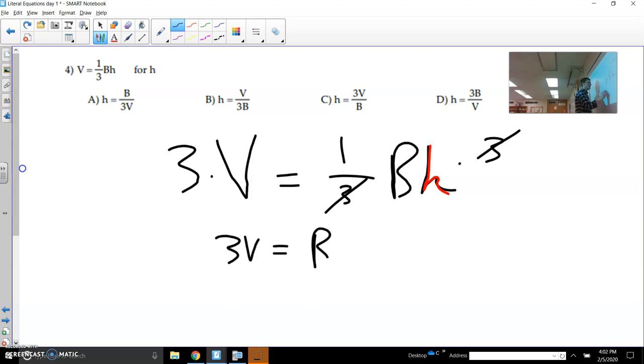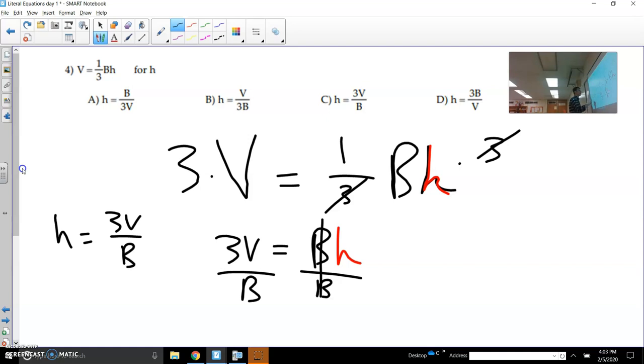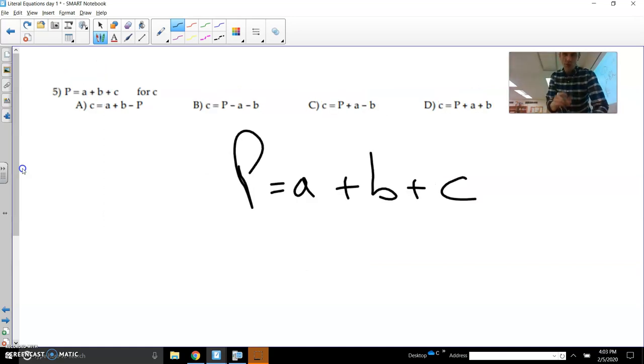3V equals BH. And again, this 1 here is understood. I mean, you can write it there, but it's not necessary. Now again, I'm trying to get h by itself, so always pay close attention to what you are solving for, because that can help me understand what I'm moving around. So it looks like h would equal 3V divided by large capital B. So 3V in this one. Okay. So really watch out for the order in which you are dividing.